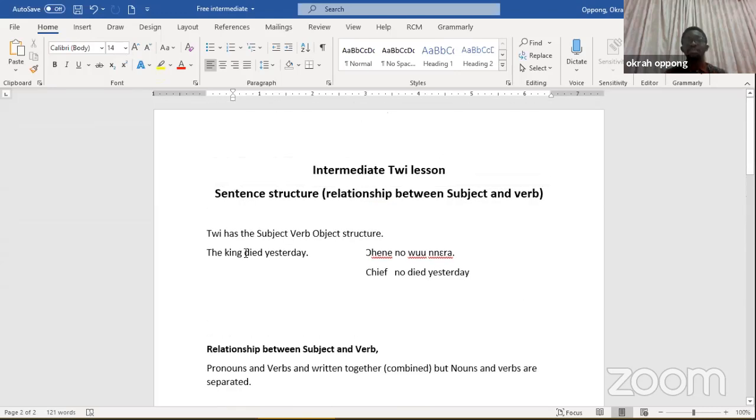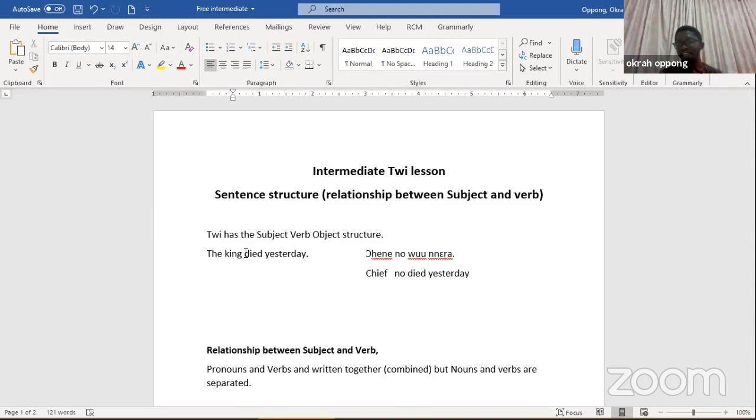So today we've talked about the sentence structure in Twi, and we have shown that Twi, just like English, is a subject verb object structure. So when you have a sentence, the initiator will come first, then the verb comes, then the patient comes. So Kofi killed Amma, or Kofi saw Amma. Kofi becomes the subject, saw is the verb, then Amma is the object.